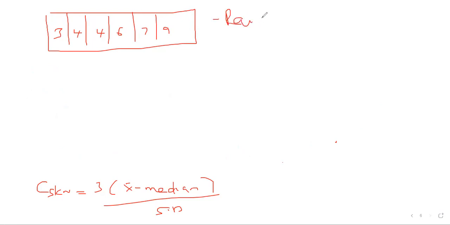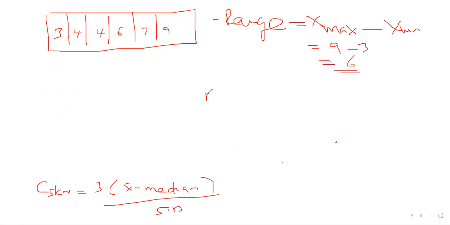The range is simply the difference between the highest number and the smallest number. Our highest number is 9, and the smallest is 3, so our range is 6. Our mid-range is the average of the two extremes, 9 plus 3, which is 12 divided by 2, giving 6. And the mode, the most frequent.